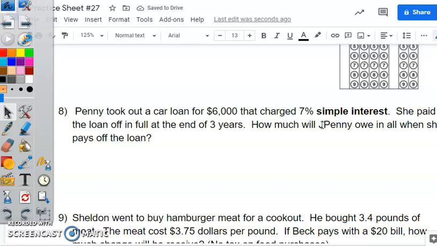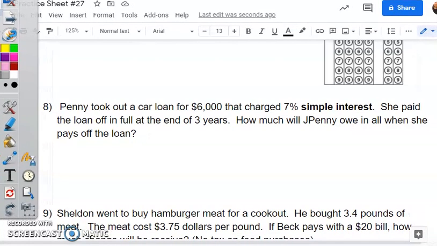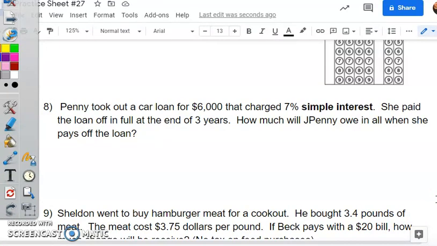Penny took out a car loan for $6,000 that charged 7% simple interest. She paid the loan off in full at the end of 3 years. How much will Penny owe in all when she pays off the loan?